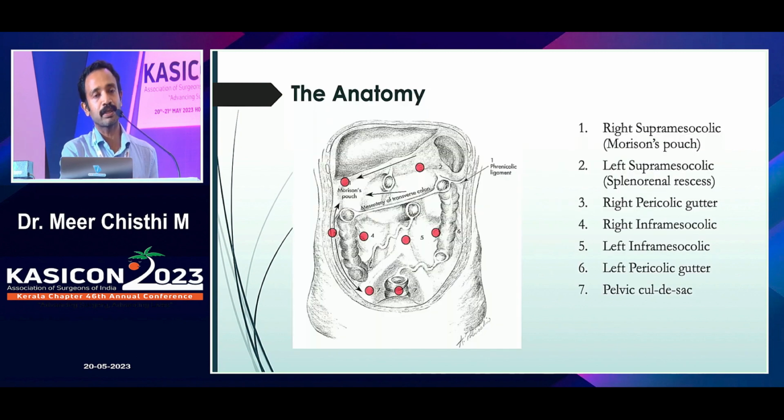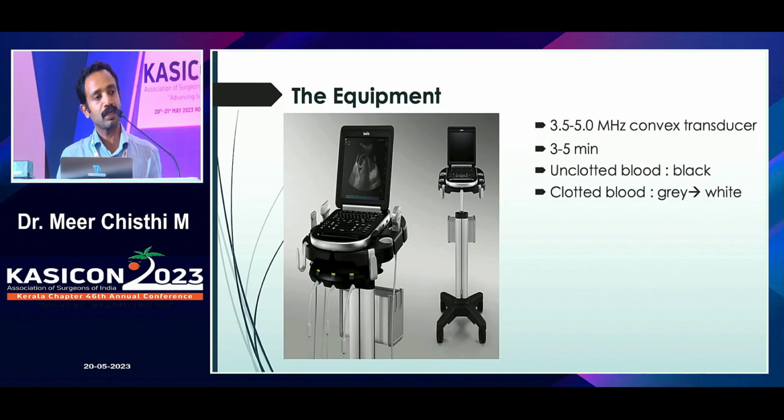So what exactly is the basis for FAST? For a human patient in the supine position, there are definite areas in the peritoneal cavity where fluid, in fact any fluid, will track down. These include the right side, the hepatorenal pouch; on the left side, the splenorenal pouch, the bilateral paracolic gutters, the pelvic cul-de-sac, and a few more sites. So the basis of FAST is that you are using your ultrasound machine to have a look at these specific sites where you can pick up the presence of fluid. And obviously in trauma, that fluid is nothing but blood.